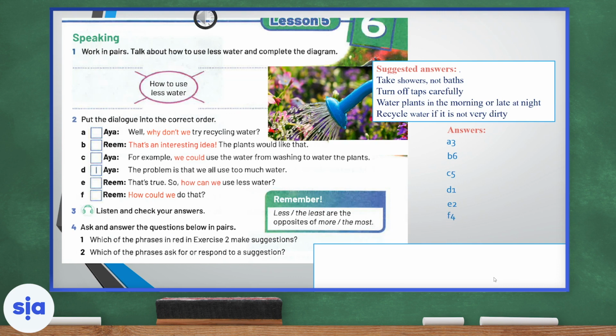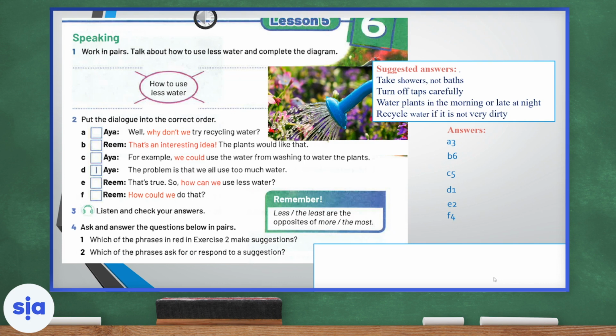That means that we start with, the problem is that we all use too much water. That's true. So, how can we use less water? Well, why don't we try recycling water? How could we do that? For example, we could use the water from washing to water the plants. That's an interesting idea. The plants would like that.